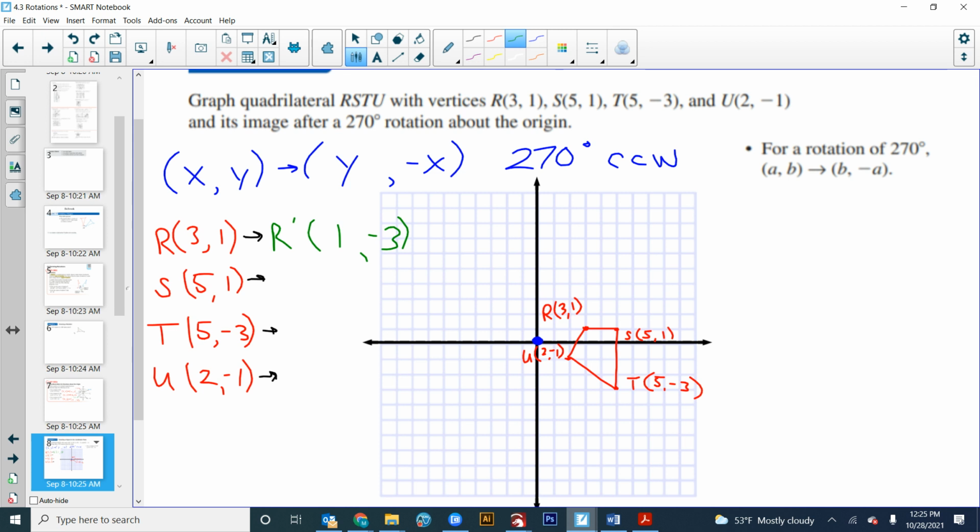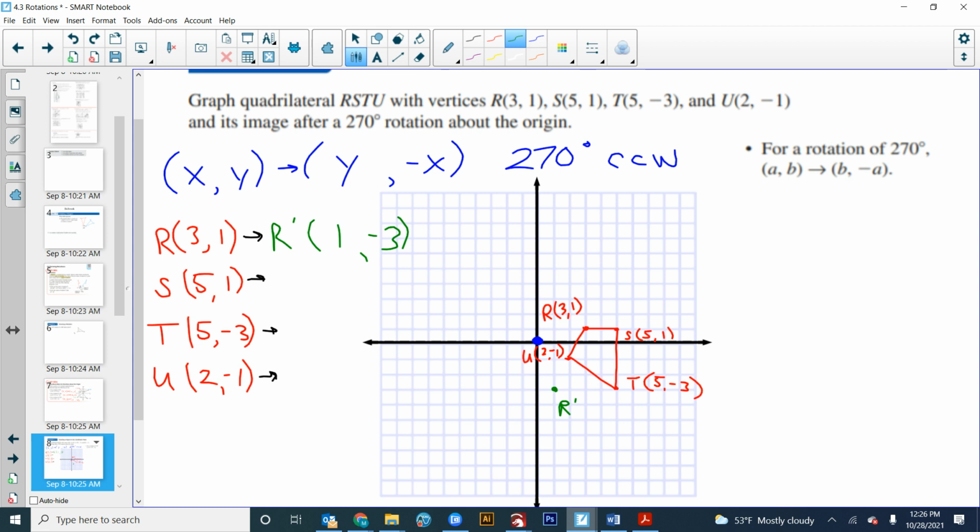Does everybody see how we do that? Everybody can use the rule? 1, negative 3. And we're going to graph it. 1, negative 1, 2, 3. And name it, Cole. Make sure you name it on your paper. Cole, did you write it down? Did you name it? Good job. R prime is 1, negative 3.